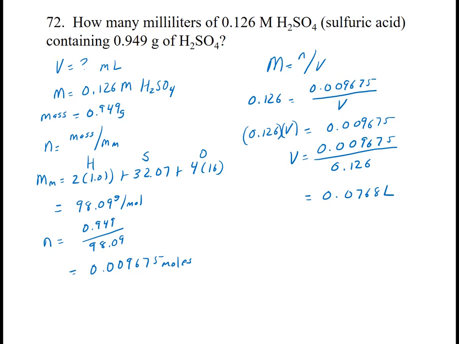0.0768. But the unit of volume in the molarity equation is liters. It specified it wanted the answer in milliliters, so I need to convert. I'm going to take 0.0768 liters, and the conversion factor is 1 times 10 to the minus 3 liters is 1 milliliter. When I do that, I move it 3 to the right, because this is the bigger unit, so to get to the smaller unit, the number has to become bigger. So that becomes 76.8 milliliters. And that is my final answer.